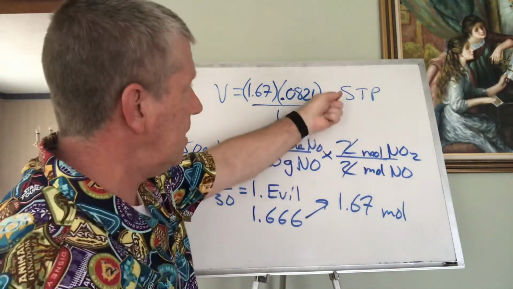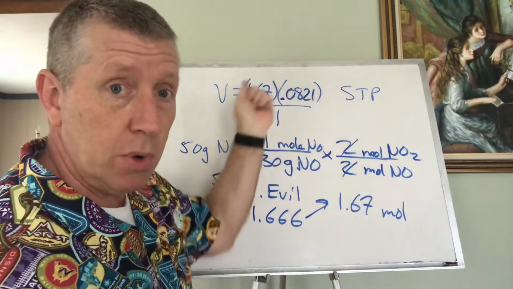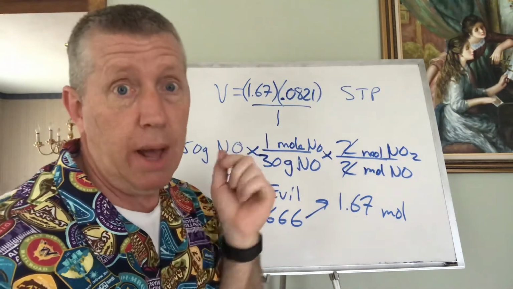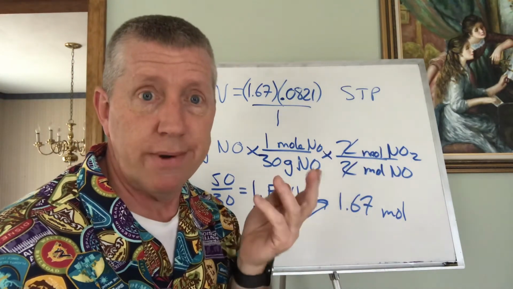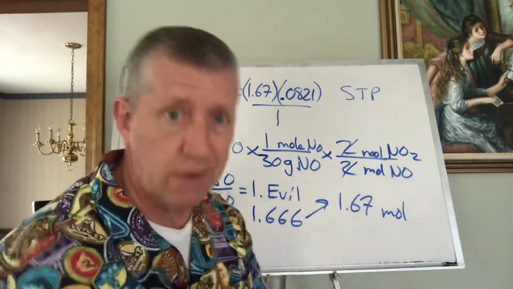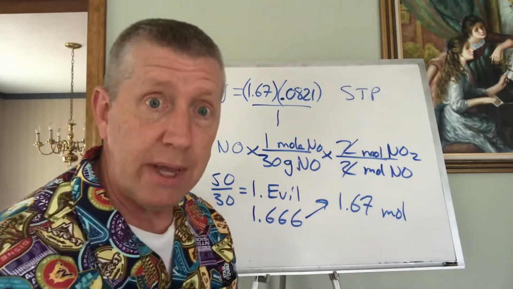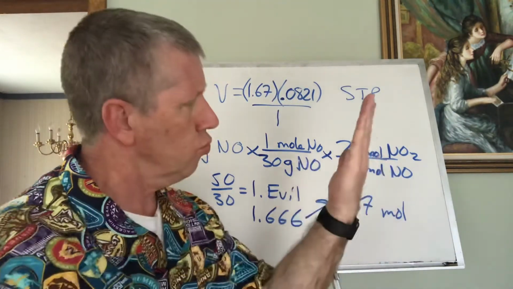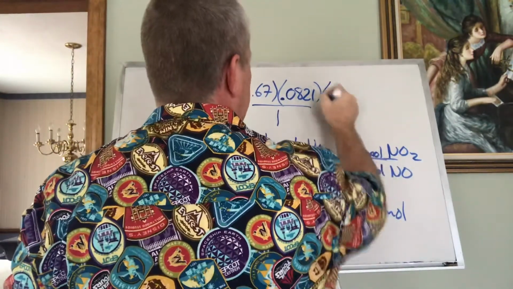We're going to put that right up here and multiply through. And you'll get 0 on top, and that doesn't make any sense. It shouldn't. We don't use Celsius. Kelvin, Kelvin, Kelvin. So 0 plus 273. So 273 is my standard temperature.